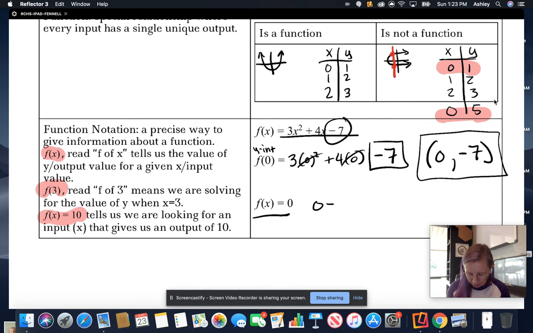Slightly harder math because now I have to say 0 equals 3x squared plus 4x minus 7. Hopefully this looks really familiar. To solve something like this, you're going to have to factor. So a little bit more complicated to solve for the x values than to solve for the y values.